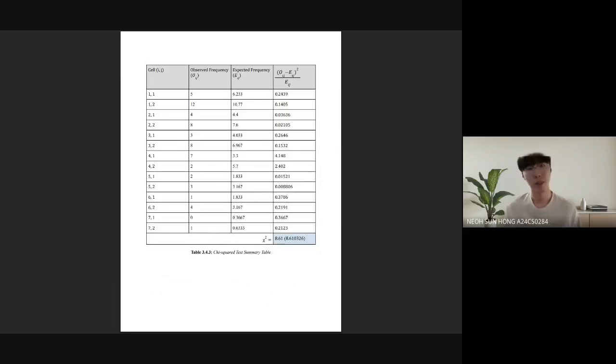So using the observed and expected counts, we calculate the chi-square statistic, which is a number that measures how much the actual data deviates from what we expect if there is no relationship. This calculation results in a chi-square value of approximately 8.61, summarized in table 3.4.3, the chi-square test summary table.